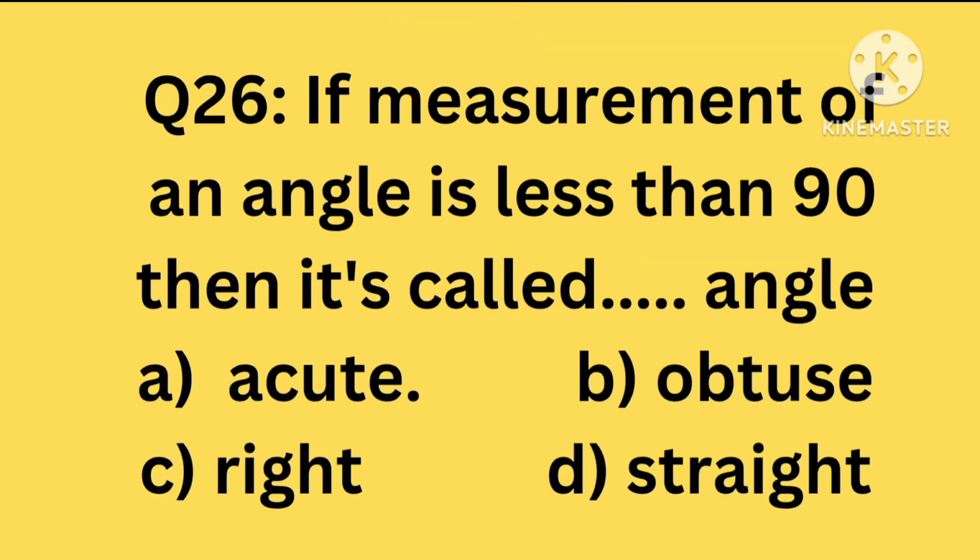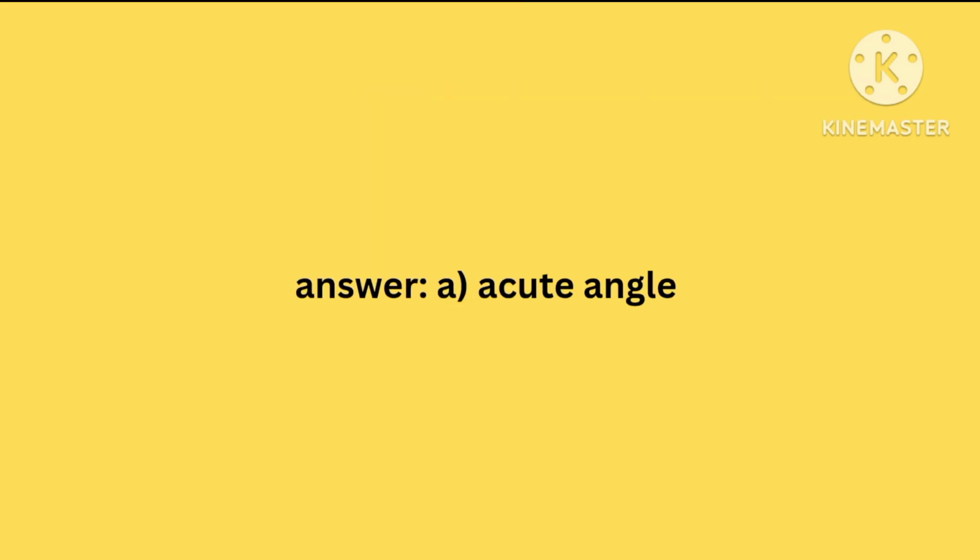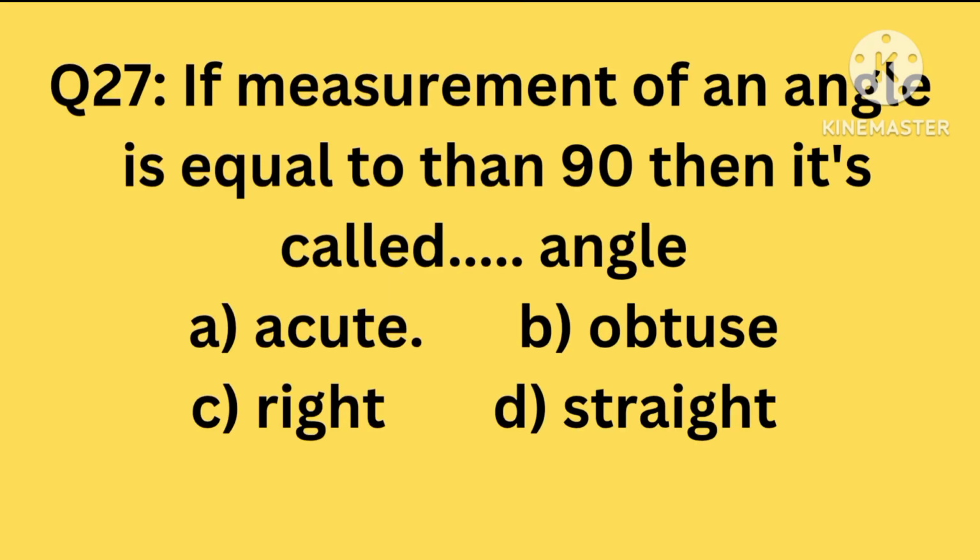If the measurement of an angle is less than 90 degrees, then it is called a dash angle: acute angle, obtuse angle, right or straight angle. By the definition of acute angle, the angle whose measure is less than 90 degrees is called an acute angle. The correct answer is acute angle.